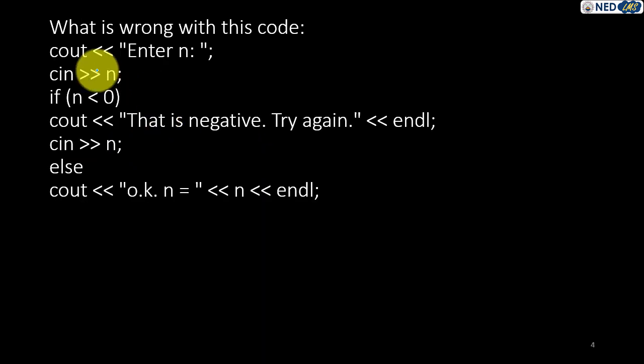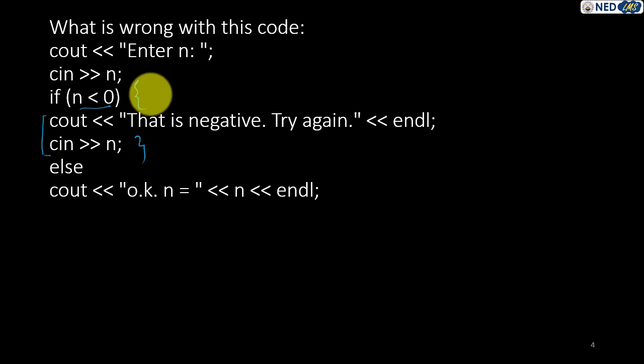What is wrong with the following code? Enter n, cin, we take the input from the user. If n is less than 0, cout "this is negative, try again", and then we say cin, and we again take the input. So the first thing is, we want these two statements to run if this condition is true. So obviously we need some curly brackets over here just to make it a compound statement.